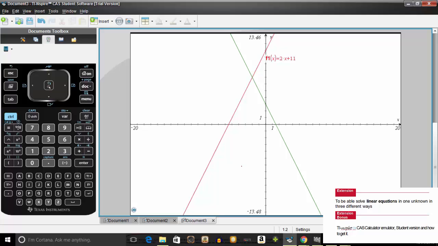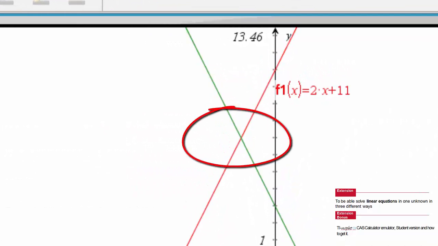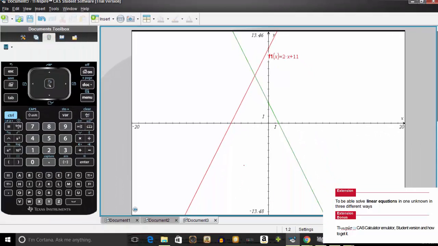So where you have 2x plus 11, that's the first one, and this is the second equation, where they are equal, that point actually belongs to both of them. Since it belongs to both of them, this is the solution. At that particular point, they are equal. And 1, 2, 3, 4, 5, 6, 7. So actually, the point there is x equals negative 2 and y equals 7.